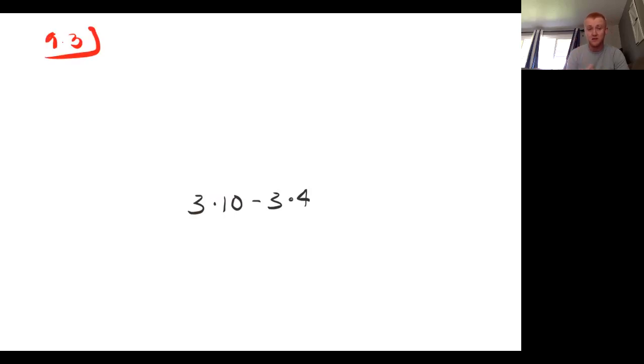So the last problem that I want to look at, this is still 9.3. This is the third row. The third row is only giving us 2 of the 5 columns, column 3 and column 4. So that'd be step 3 and step 4. Step 3 is giving us 3 times 10 minus 3 times 4. And then step 4, which is 30 minus 12.